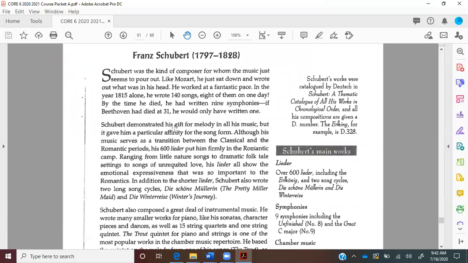Last page for this video. Schubert was the kind of composer for whom the music just seemed to pour out. Like Mozart, he just sat down and wrote what he had in his head. He worked at a fantastic pace. In the year 1815 alone, he wrote 140 songs, 8 of them in one day. By the time he died, he had written 9 symphonies. If Beethoven had died at 31, he would have only written 1.